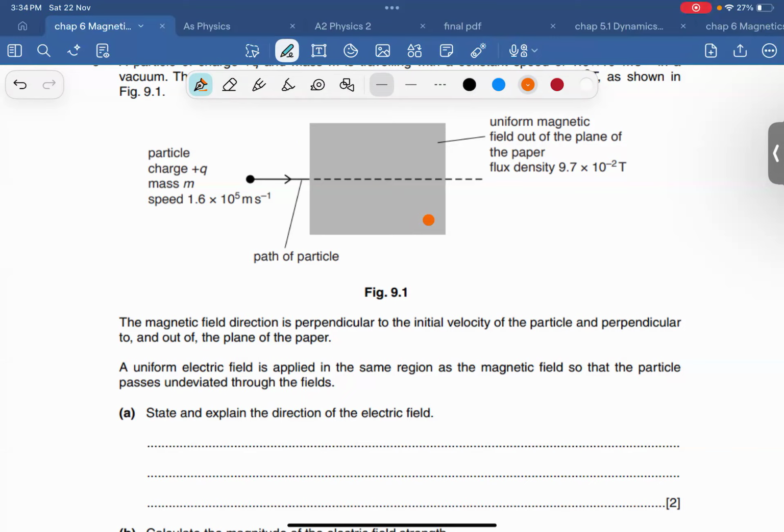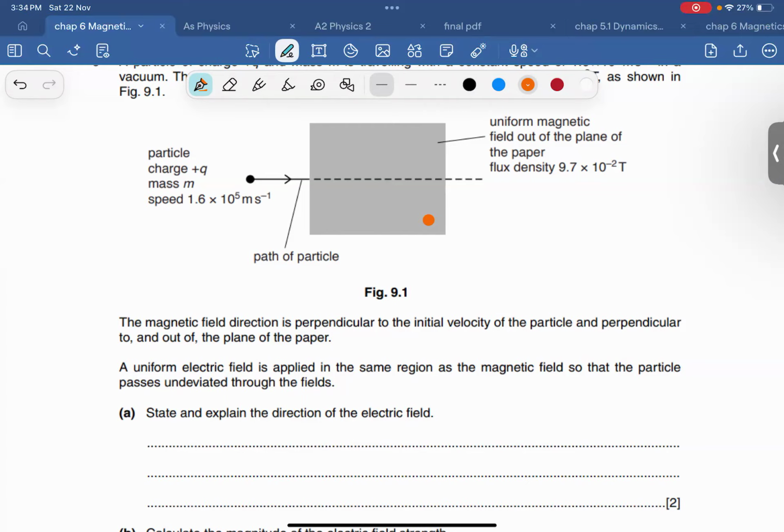Okay, direction of the electric field, right? So we know that the direction of the electric field is going to be the same as the direction of the electric force, first thing. The second thing, what will be the direction of the electric force? It will be opposite to the direction of the magnetic force. And what will be the direction of the magnetic force? It can be figured out using Fleming's left hand rule.